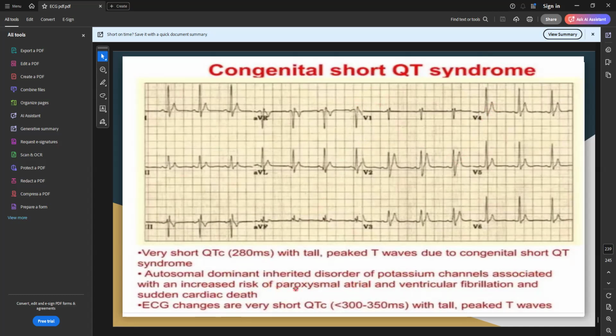It is an autosomal dominant inherited disorder of the potassium channels. Hence, it is associated with an increased risk of paroxysmal atrial or ventricular fibrillation and increased risk of sudden cardiac death.